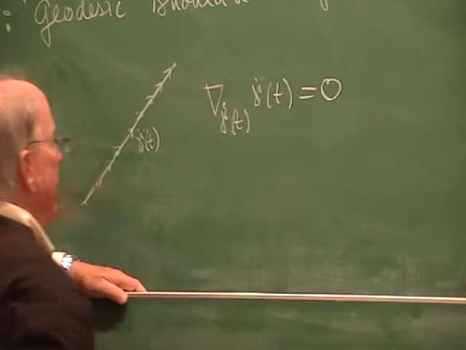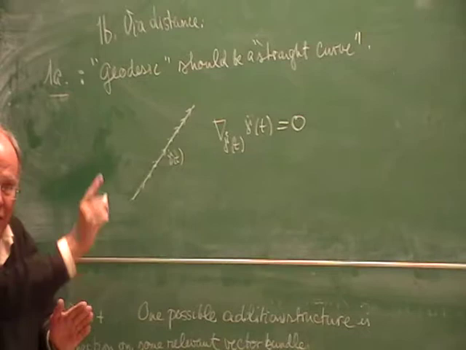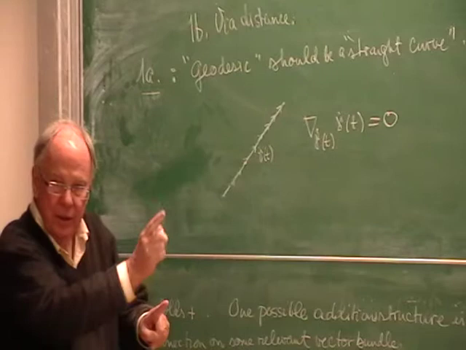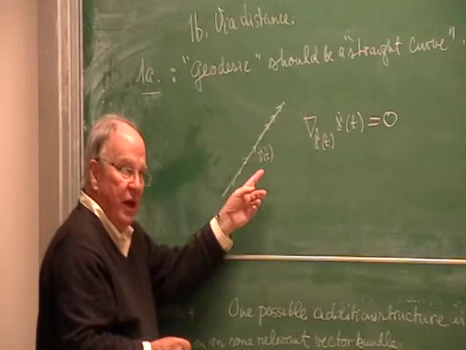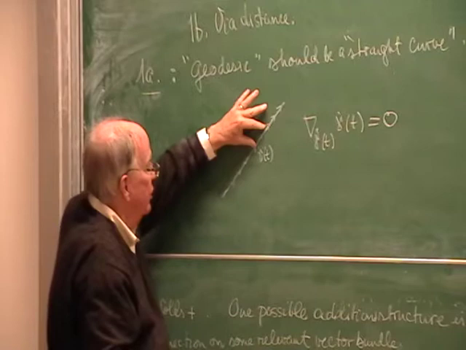It says that the derivative of the velocity vector with respect to the velocity vector is zero. It stays parallel, it stays straight. You move along the curve with this velocity, and you go by parallel transport, and you stay parallel to the curve, that means you stay tangent to the curve. That's parallel transport of the velocity.